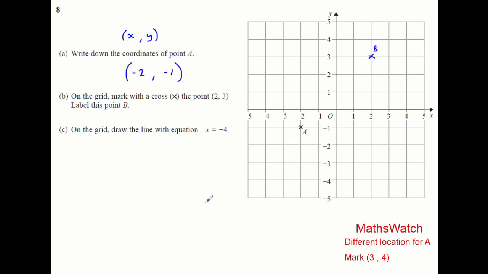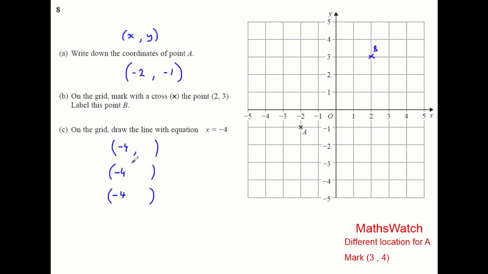And part C. On the grid, draw the line with the equation x equals -4. Now people often get confused when it comes to drawing lines where it isn't y's and x's in the same equation, but actually this is fairly straightforward. x equals -4 means that when we have a series of coordinates, the x coordinate is always equal to -4. That first number is always equal to -4, and that is true of every single point on that line.